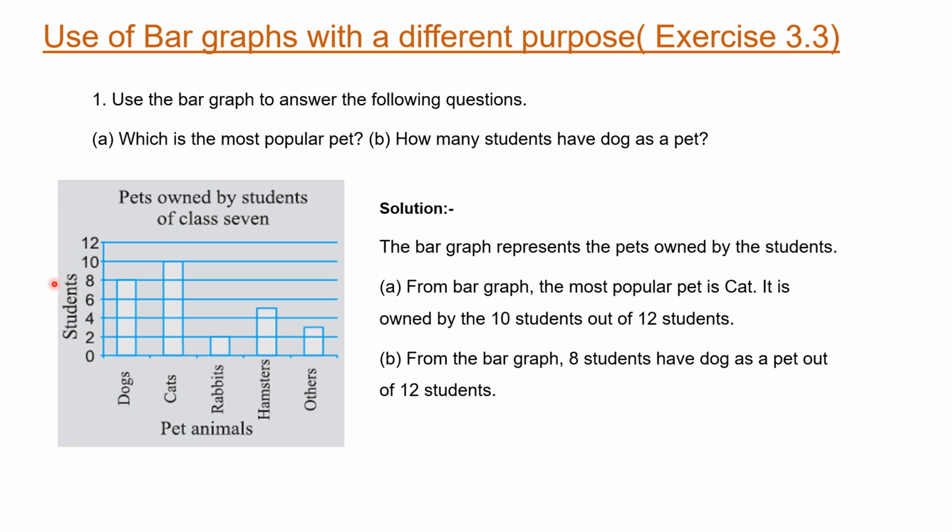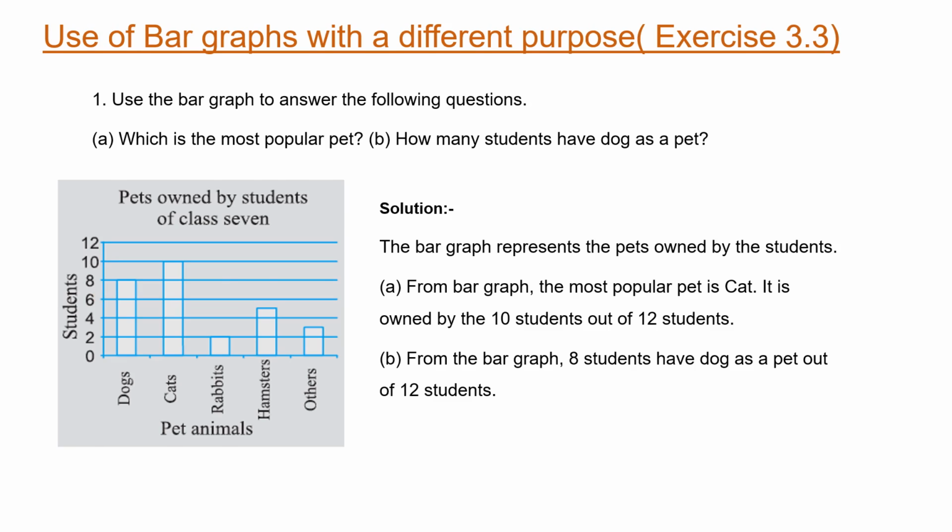Clear? So which is the most popular pet? Out of this, which bar is taller? It is cat. How many students? 10 students. So cat is the popular pet, owned by 10 students. Right? Next. How many students have a dog as a pet? Here is the dog, and here the number of students is how many? 8. So from the bar graph, 8 students have a dog as a pet out of 12 students.